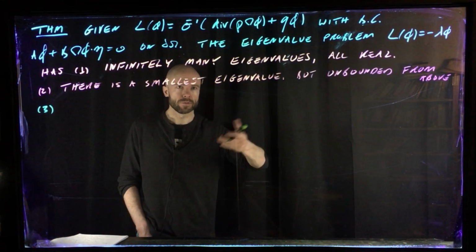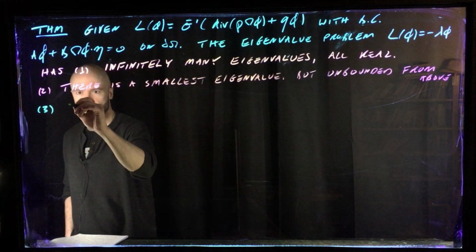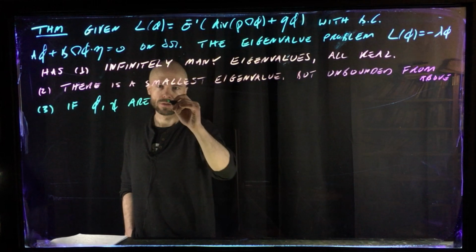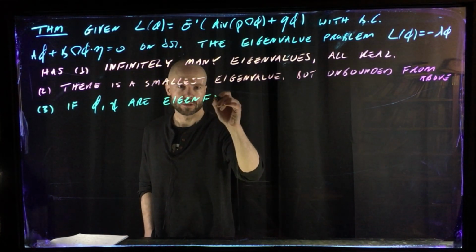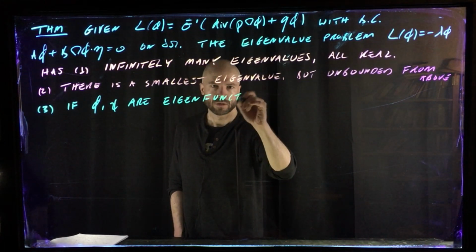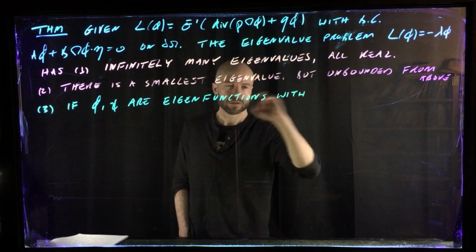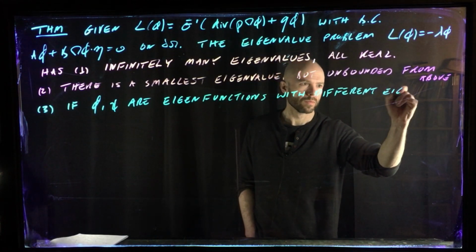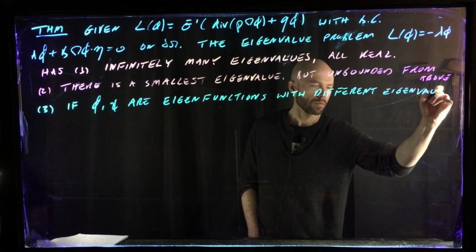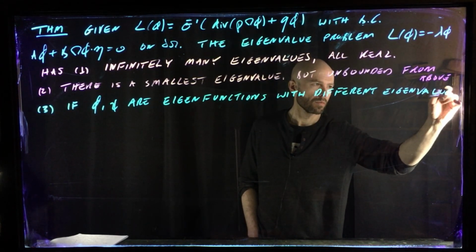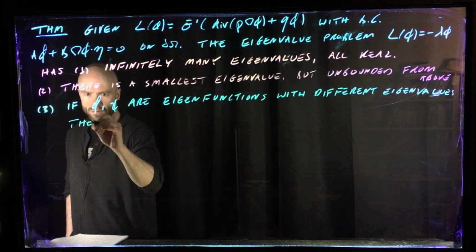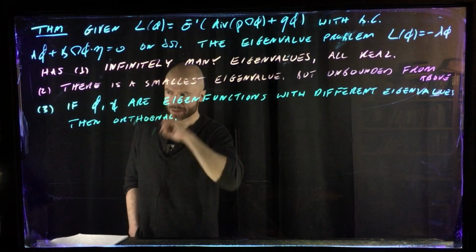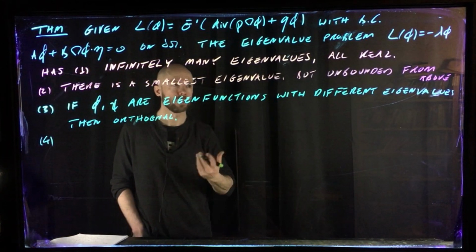If different eigenfunctions have different eigenvalues, then they will be orthogonal. So if phi and phi are eigenfunctions with different eigenvalues, then they're orthogonal. And most importantly, the space of eigenfunctions spans the space.